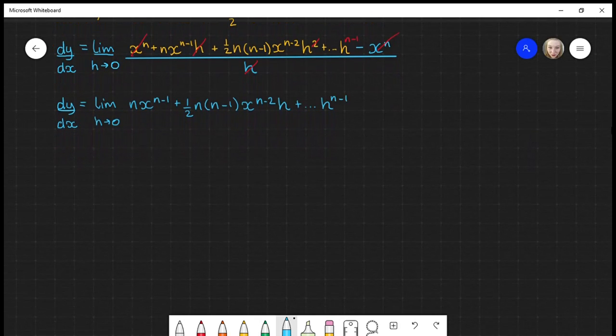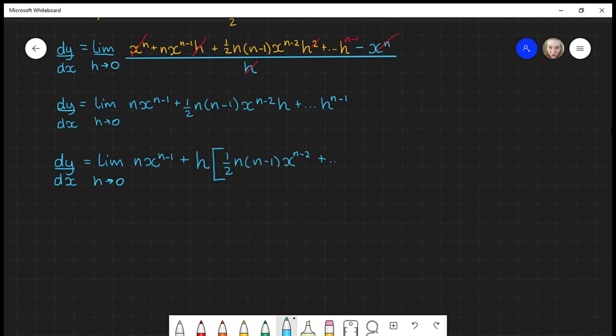I'm now going to take a factor of h out of the final terms, just so you can see how the equation will be affected as h tends to 0. My factor of h. This is an optional step. You don't have to do this step, but I'm including it just because it will make it easier to see what happens, like I said.